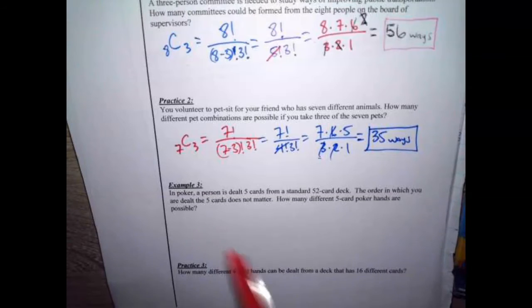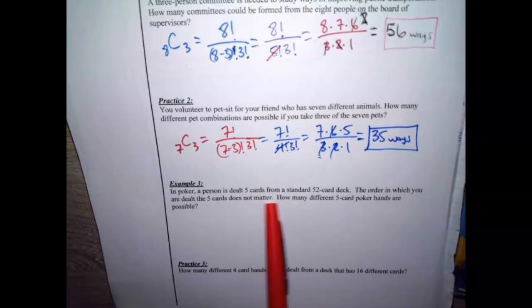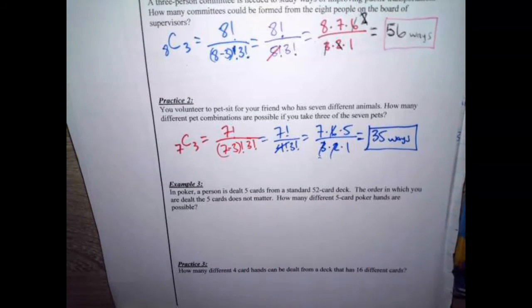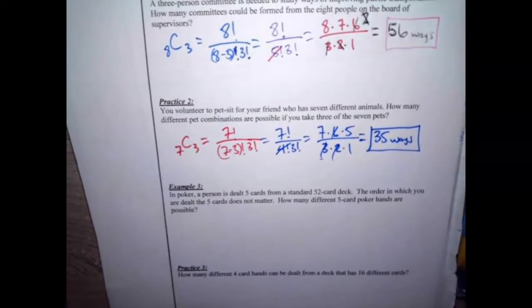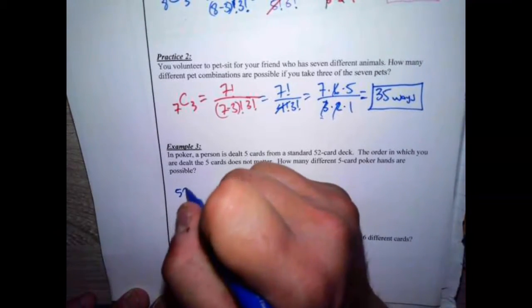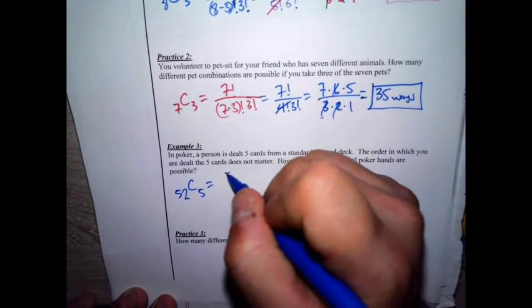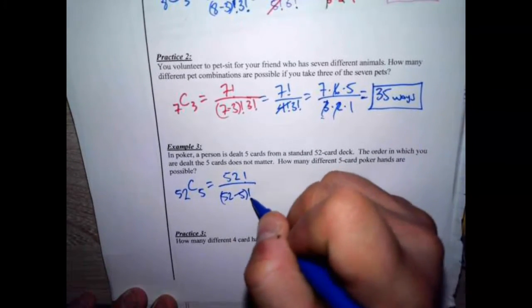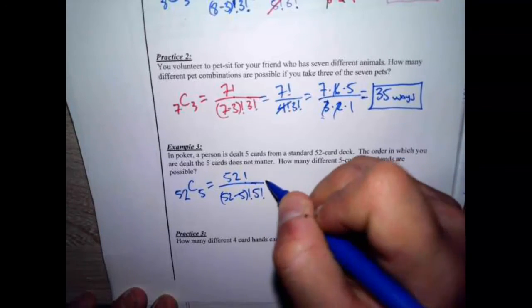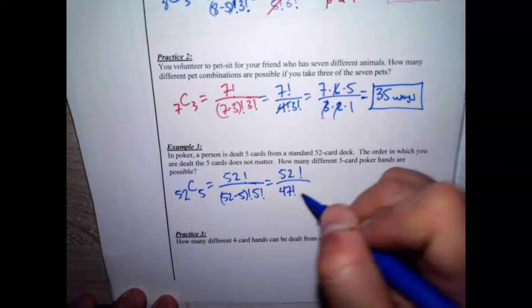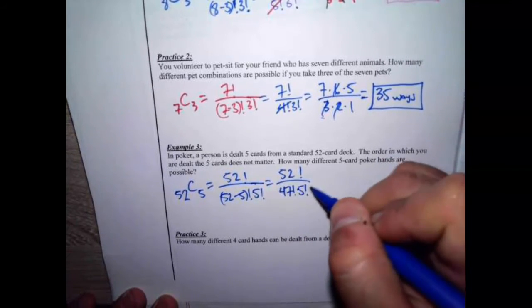Next one here. In poker, a person is dealt 5 cards from a standard 52 card deck. The order in which you are dealt the 5 cards does not matter. So they're telling us it's a combination, and so we'll just calculate that one using the combination formula. 52 card deck, 5 cards, so 52C5. We'll have 52 factorial over 52 minus 5 factorial times 5 factorial. So 52 minus 5 is 47. Bring over that 5 also.